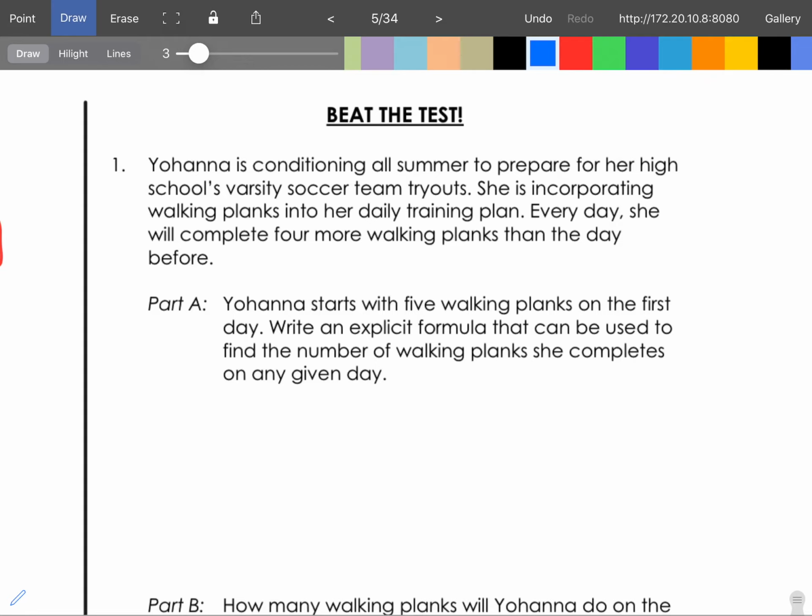Let's look at this beat the test. Johanna is conditioning all summer to prepare for her high school's varsity soccer team tryouts. She is incorporating walking planks into her daily training plan. Every day, she will complete 4 more walking planks than the day before. Part A. Johanna starts with 5 walking planks on the first day. Write an explicit formula that can be used to find the number of walking planks she completes on any given day. So we know she starts out walking 5 planks.